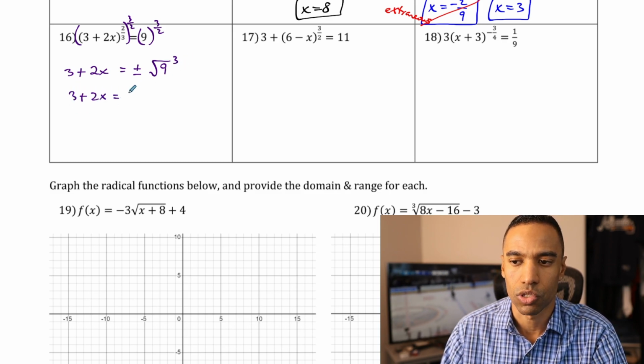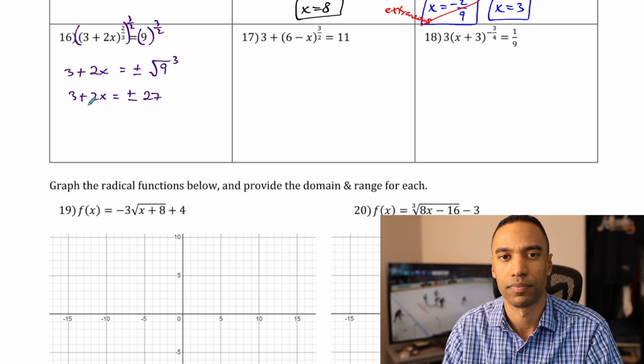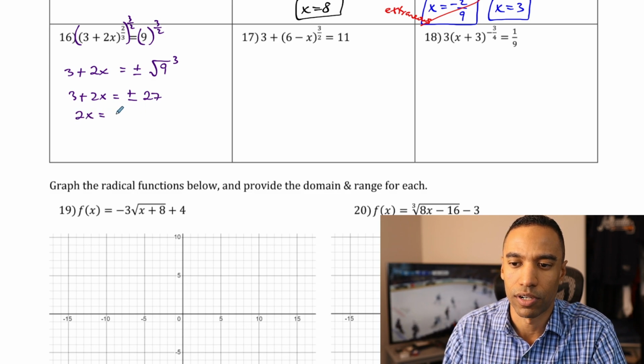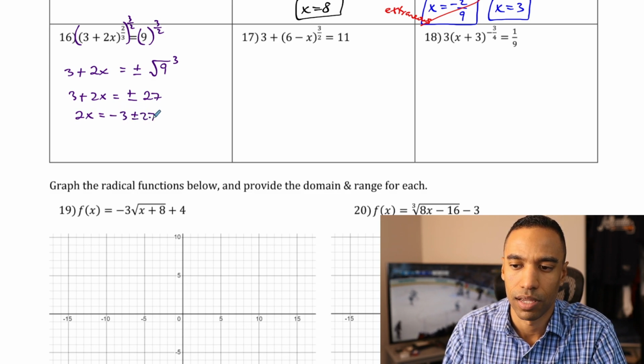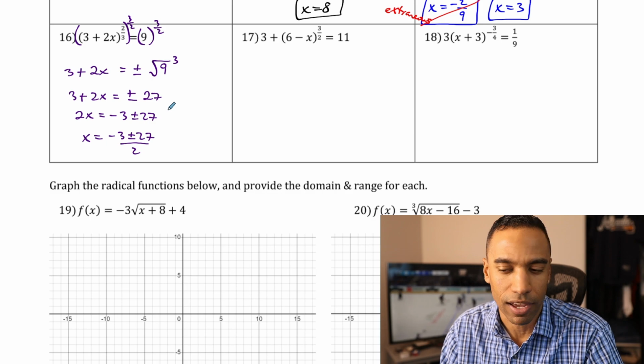Square root of 9 is 3. 3 cubed is 27. So we're plus or minus 27 there. So we got to subtract 3 over, and then we got to divide by 2. Now these are numbers that we can get. Like we can actually evaluate what these are.